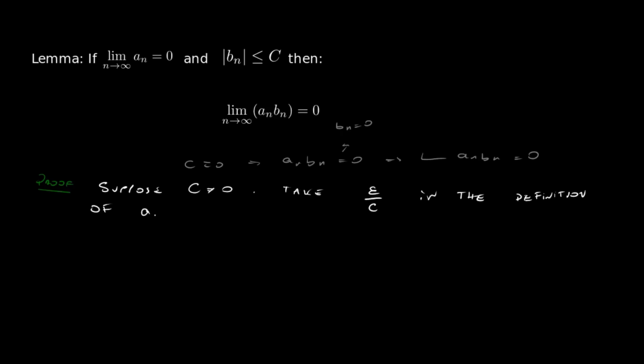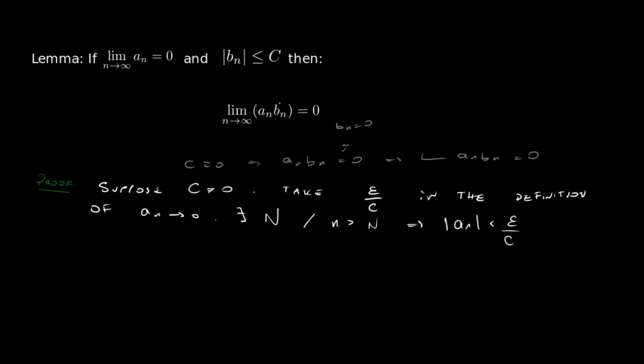So we can just say, if c was not 0, then we take epsilon over c in the definition of the limit of a sub n. So then for epsilon over c, there exists a number N such that if n is greater than N, then the absolute value of a sub n minus 0, which is a sub n, is smaller than epsilon over c.